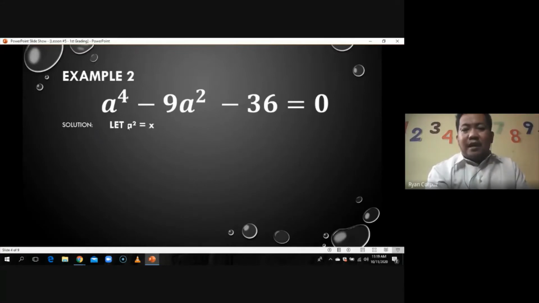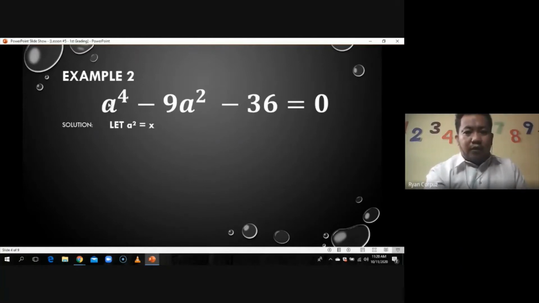So how do we know what we will represent by the variable x? Let's take a look at the literal coefficient of the linear term, the second term when it was arranged in general form. The literal coefficient of the second term is what we will represent by the variable x. So that only means, for every a squared, that is equivalent to x. So, what are we going to do? Let's now form an equation wherein we can form a quadratic equation.